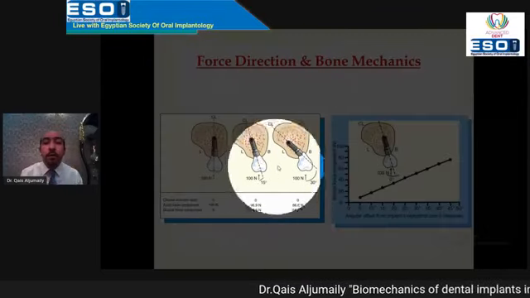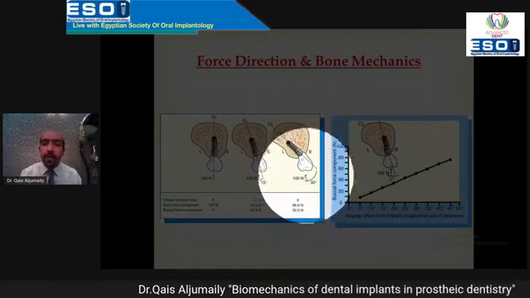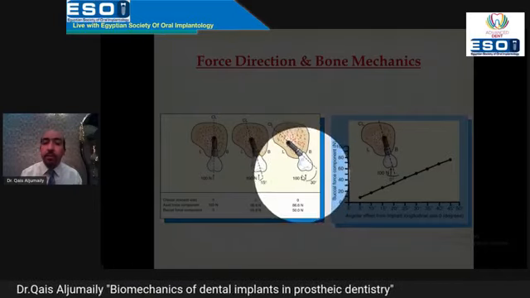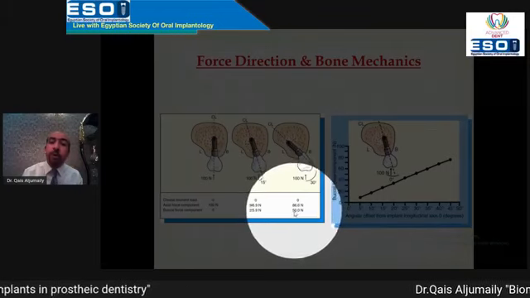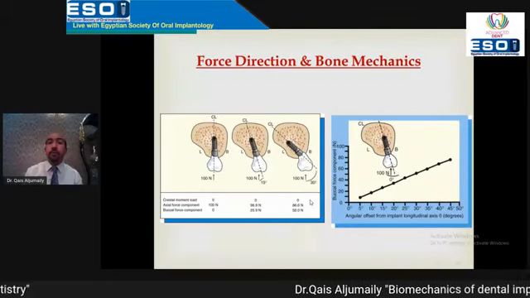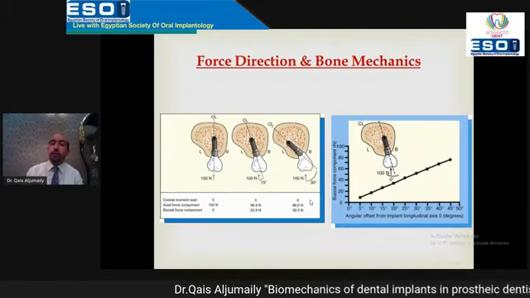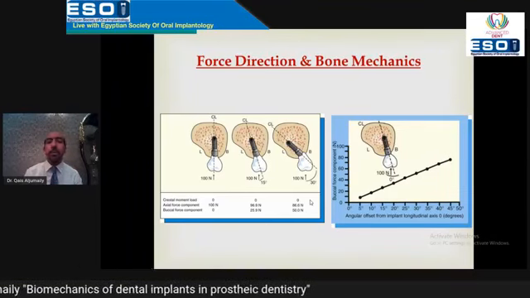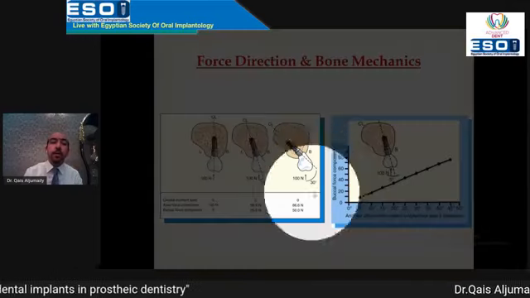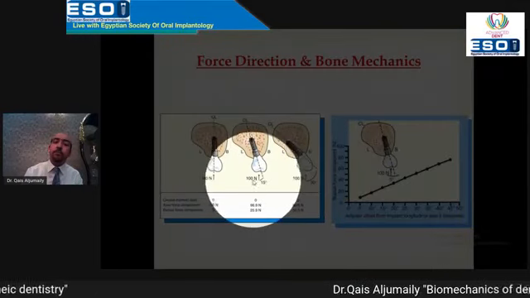If I have more angulation, if it is 30-degree angulation, what will happen? The horizontal component will be more. It will reach to about 50 newton. 50 newton horizontal force or horizontal component. It's a big problem. المفاجأة أن القوة الأصلية هي 100 نيوتن.